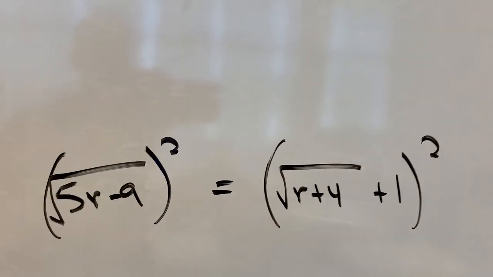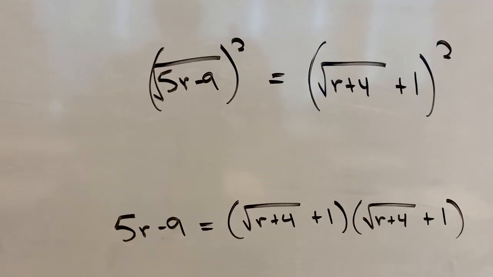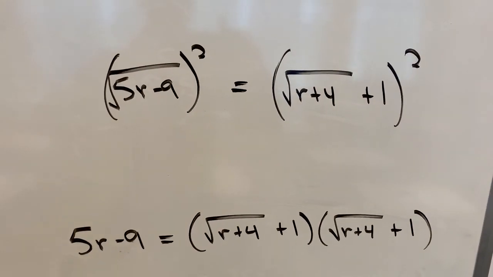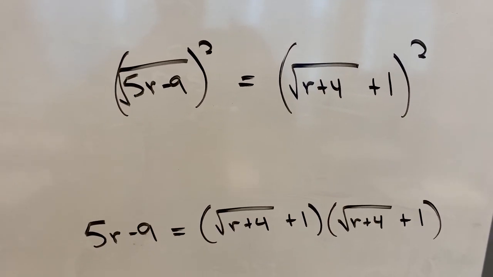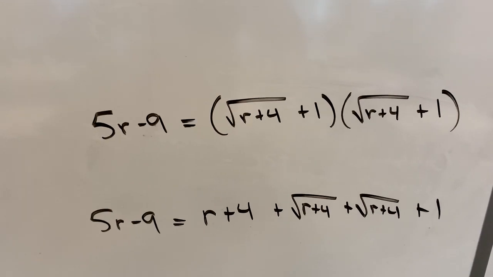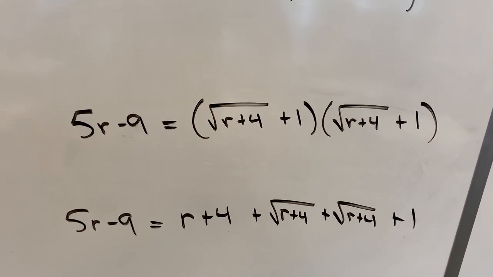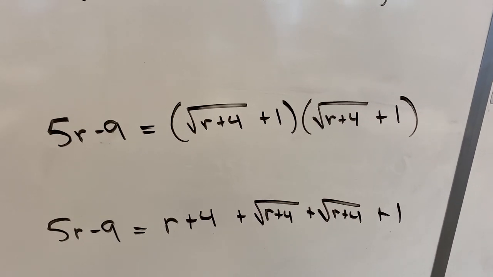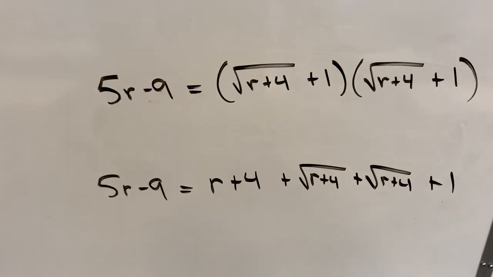But notice here, it's only going to get rid of one of these, because if I square both sides, the one on the left goes away, but the right side I have to actually FOIL: square root of r plus 4 plus 1 multiplied by itself. So part of that will be r plus 4, but I'll have 1 times r plus 4, 1 times r plus 4 times 1. So literally FOIL out: first, outside, inside, last. You still have square roots.